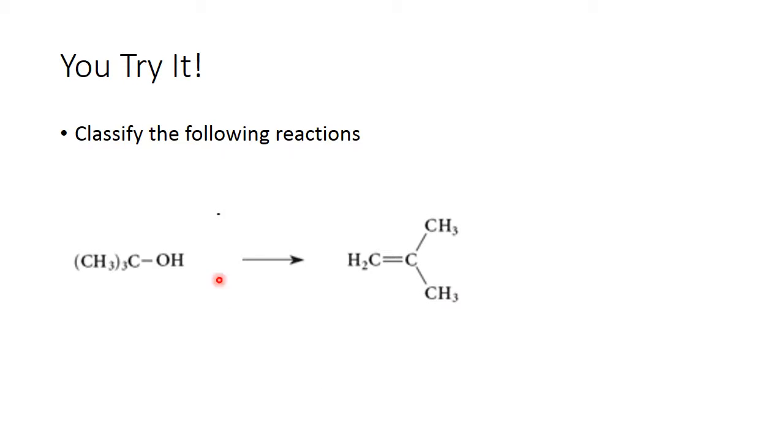Figure out what happened in this reaction. Well, this is basically a reverse of the other reaction. Here we have 10 hydrogens and 1 oxygen. Over here we have 8 hydrogens. So to go from here to here, we had to lose something. We lost water. And so this is an elimination reaction.